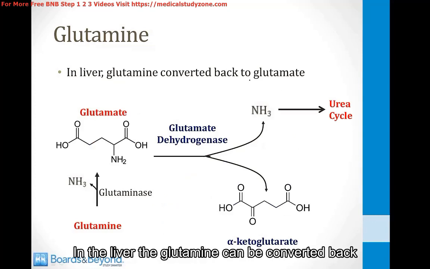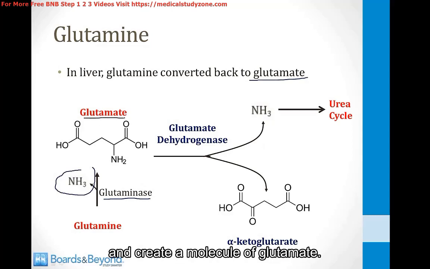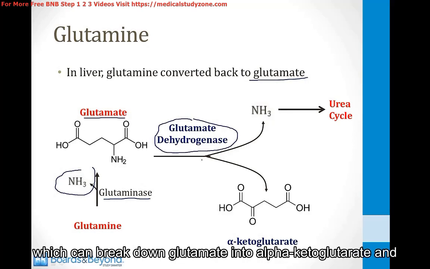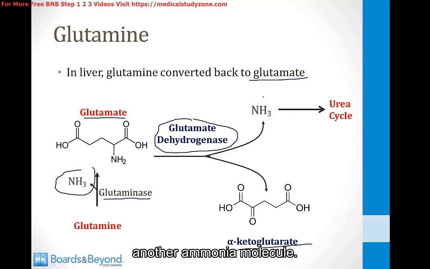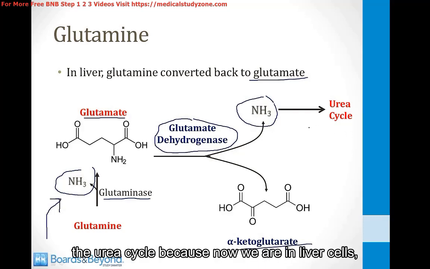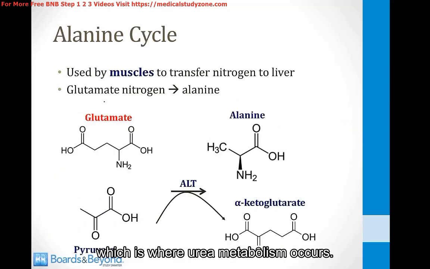In the liver, the glutamine can be converted back into glutamate. There is an enzyme called glutaminase, which will remove an ammonia group and create a molecule of glutamate. There is then an enzyme called glutamate dehydrogenase, which can break down glutamate into alpha-ketoglutarate and another ammonia molecule. And then this ammonia molecule, as well as the one created by glutaminase, can both enter the urea cycle, because now we are in liver cells, which is where urea metabolism occurs.